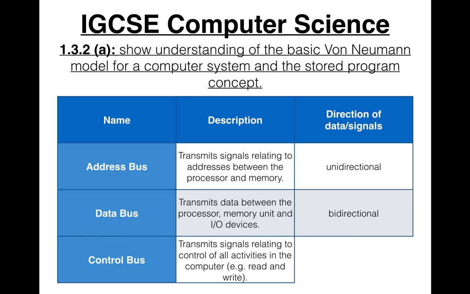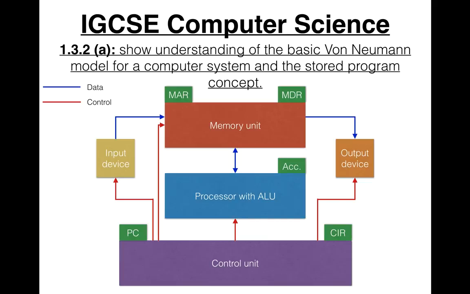The control bus transmits signals relating to the control of all activities in the computer, like the read and write operations, which we're going to look at later in this video. This is actually considered to be unidirectional and bidirectional because of the internal connections in the CPU.